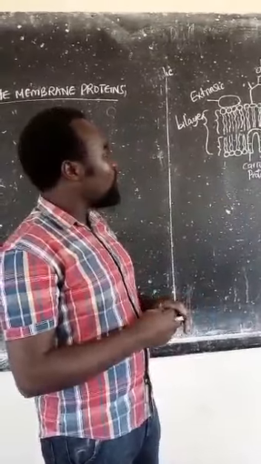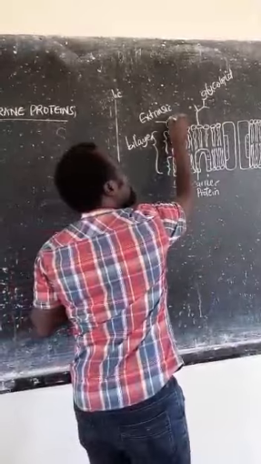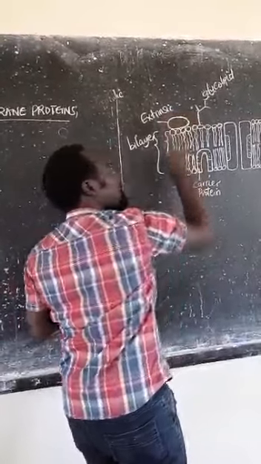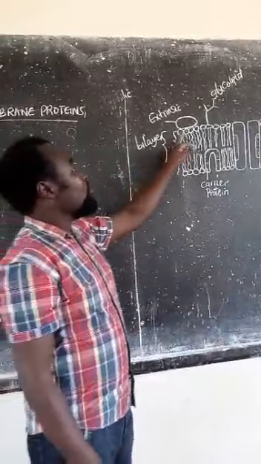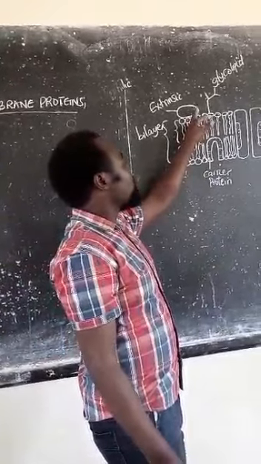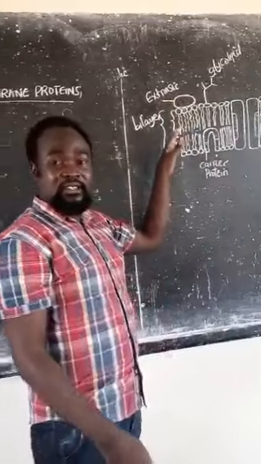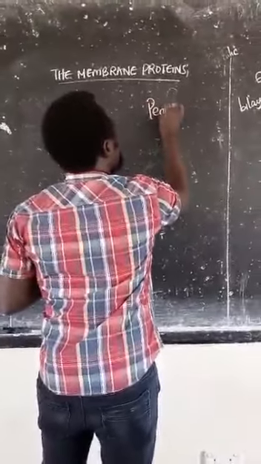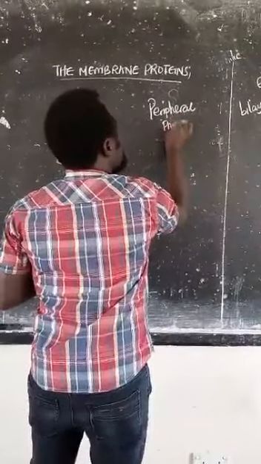For example, we have the proteins that are attached on the surface of the membrane or the surface of the bilayer. These ones are called extrinsic proteins, or what we can term as peripheral proteins.